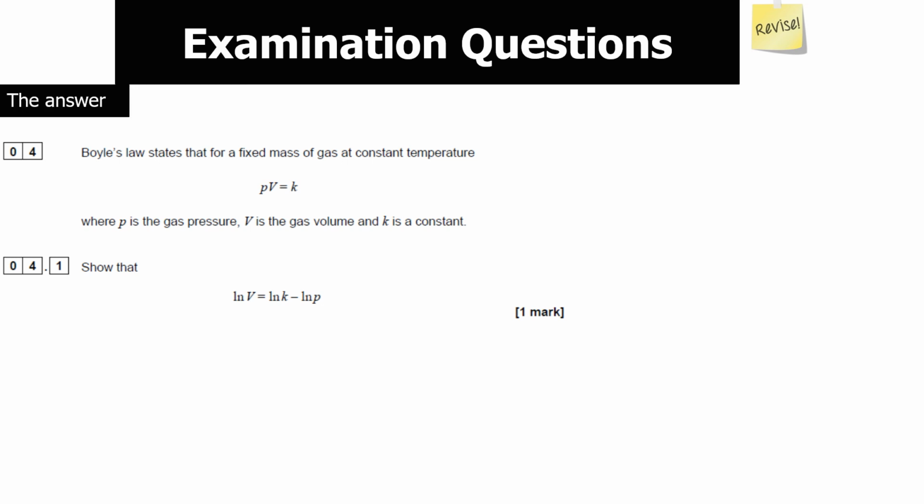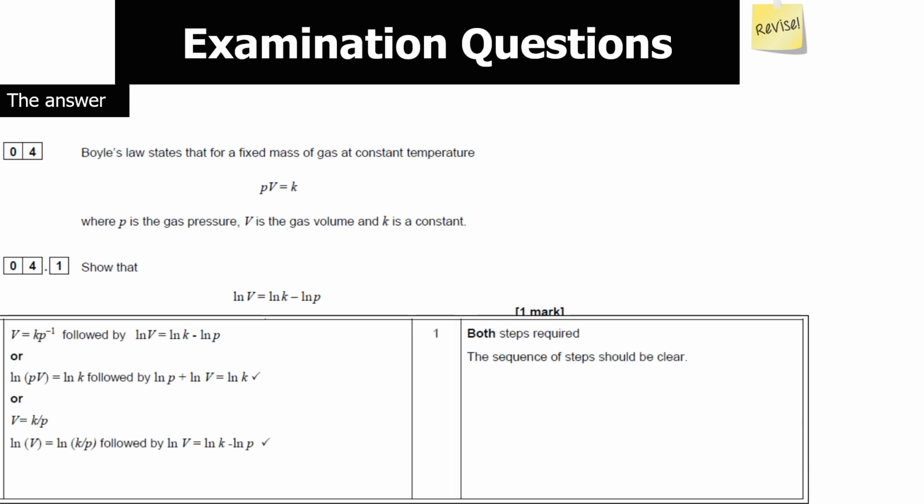Again, it's a very common question on physics paper 3 to ask you to manipulate equations, especially ones that involve powers and natural logs. So what we should be aware of is as follows. If we make V the subject, we can say that V is equal to K over P. Now we know that we're going to need natural log in there, so we need to turn that into powers. So we can say that V equals K P to the minus 1.